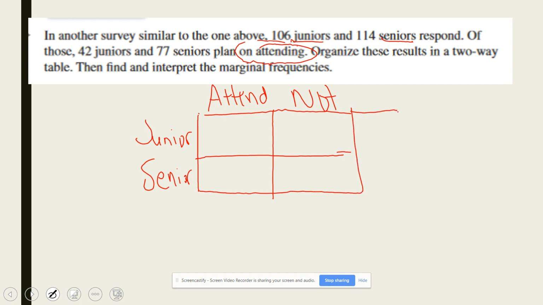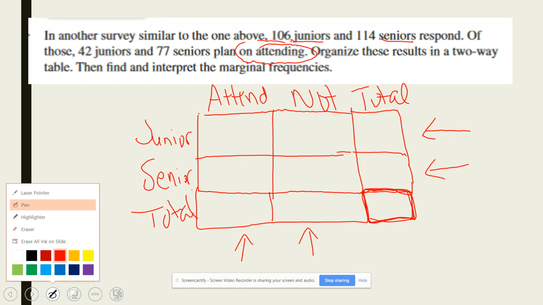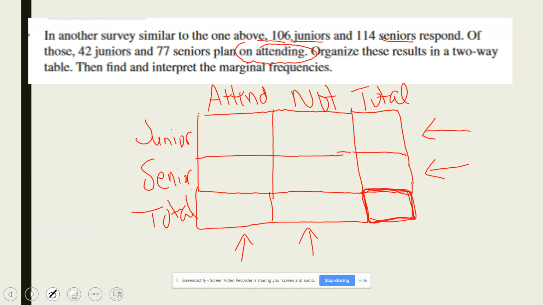All right, then remember we need a total for each of these rows. We need a total for each of these columns, so total. And then we need our overall total in the corner. So let's fill this in.